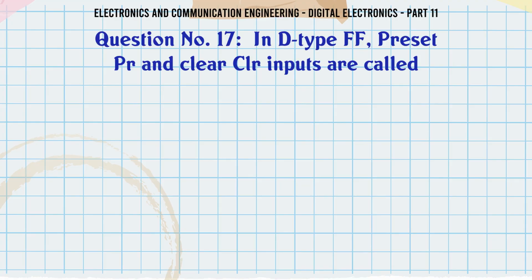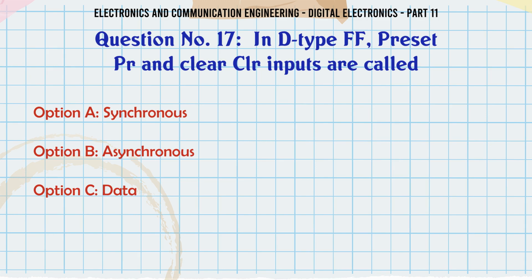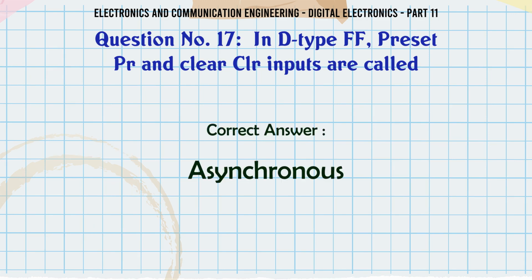In D-type FF, preset PR and clear CLR inputs are called: A, synchronous. B, asynchronous. C, data. D, none. The correct answer is asynchronous.